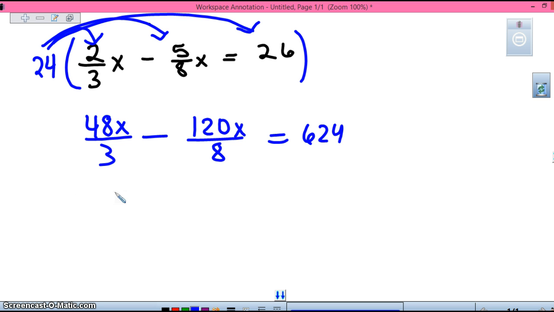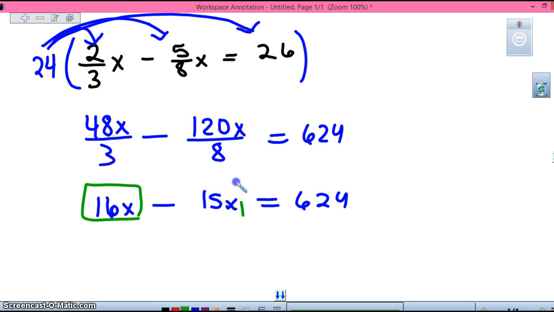We can simplify. 48 divided by 3 is 16x. 120 divided by 8 is 15x. And it is equal to 624. Can we combine like terms? 16x minus 15x is just x. x is equal to 624.